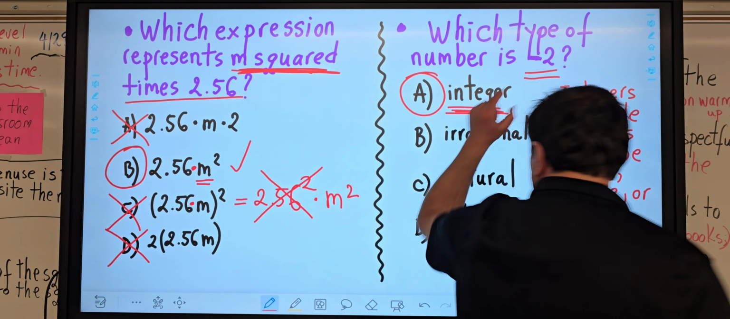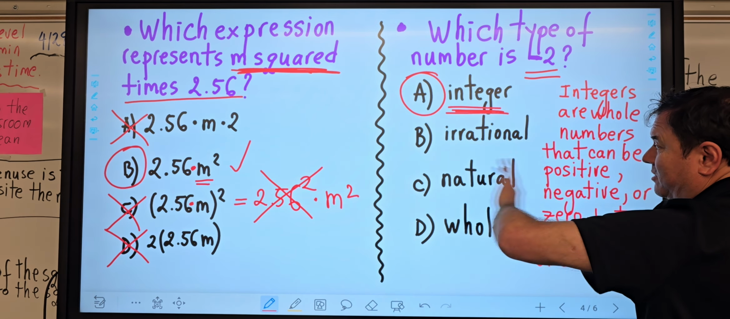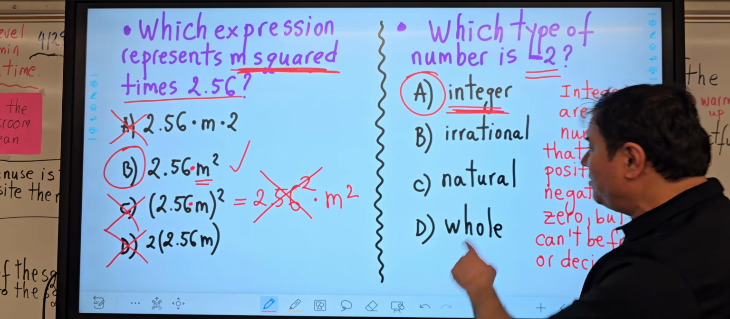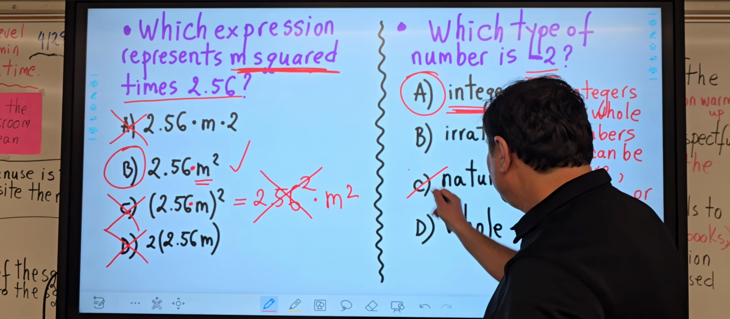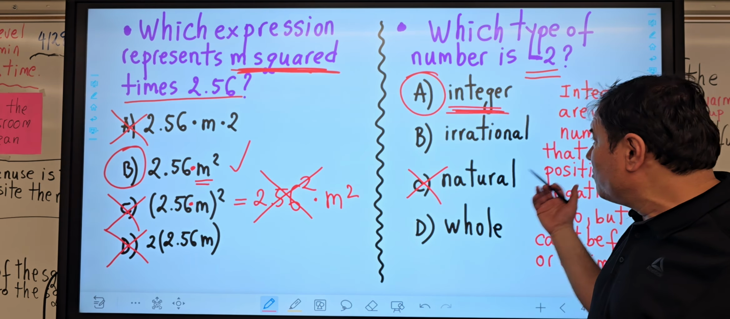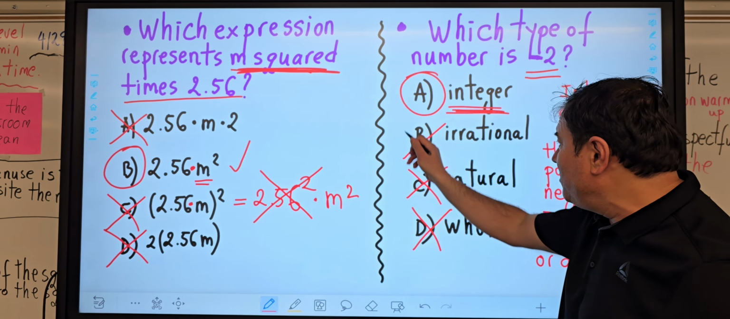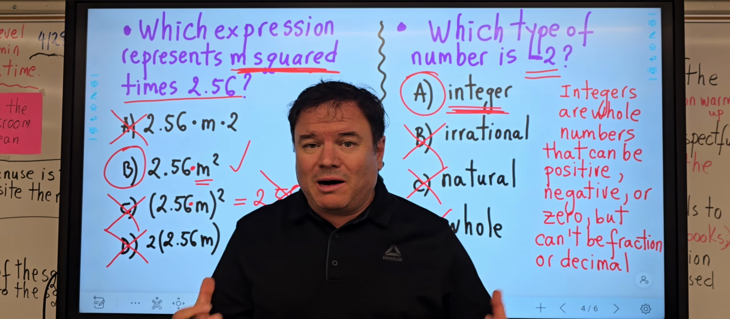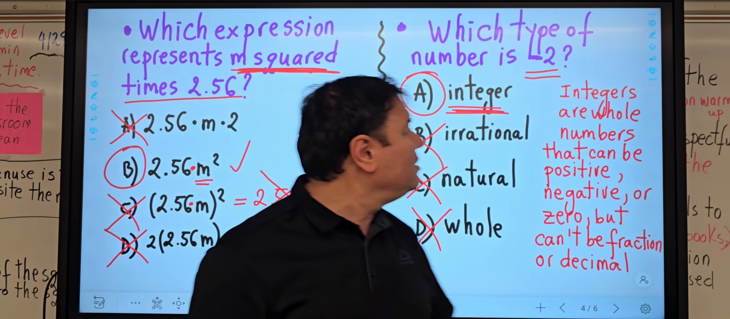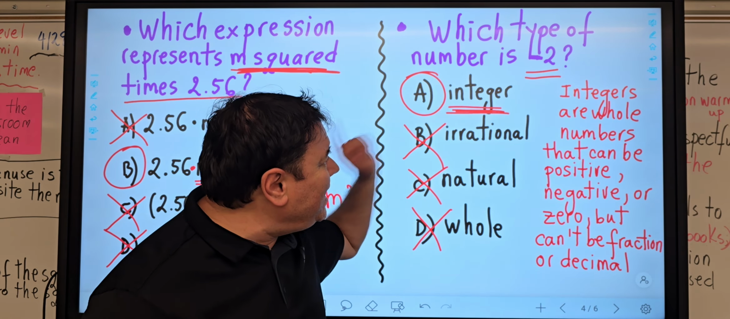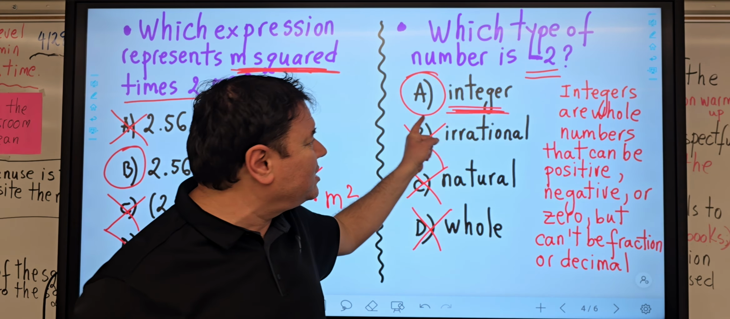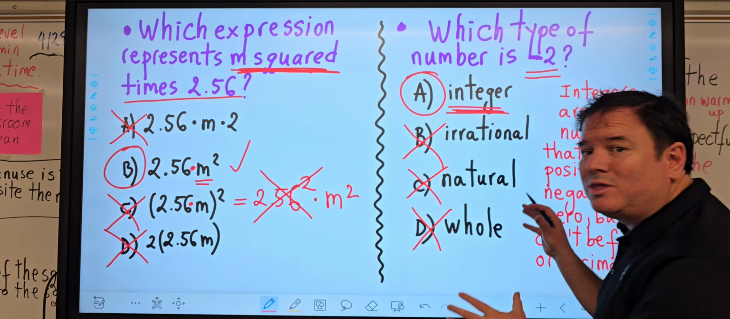But -2 is not natural because it's negative. It's to the left of 0. It's not whole because whole numbers are 0 or more, and -2 is below 0. It's not irrational because irrationals are numbers that cannot come out of the square root. It is only an integer. Pay attention to this type of problem because they may ask you this on the test.